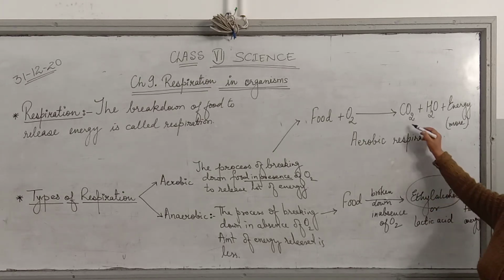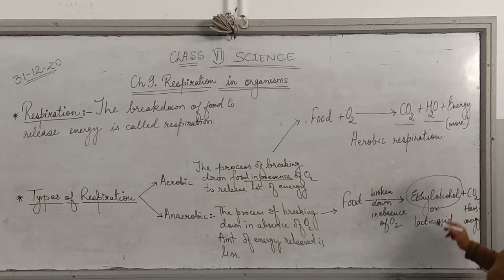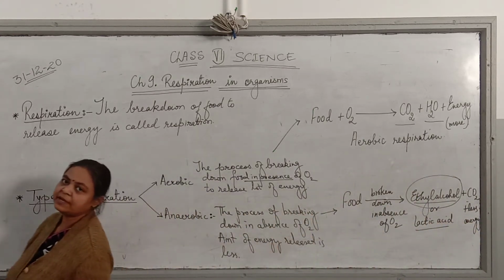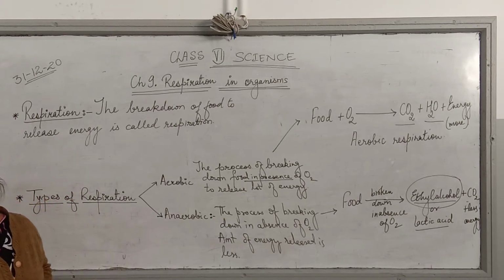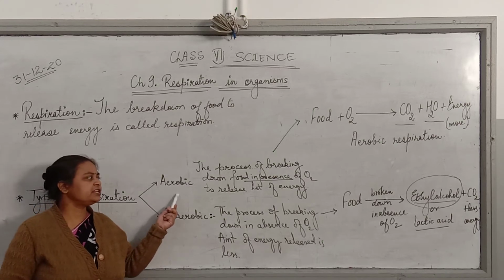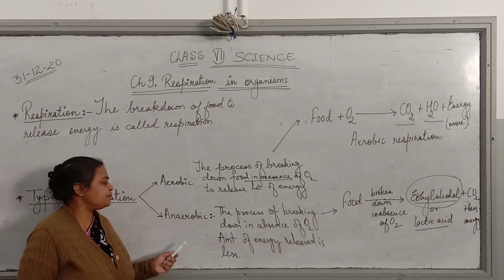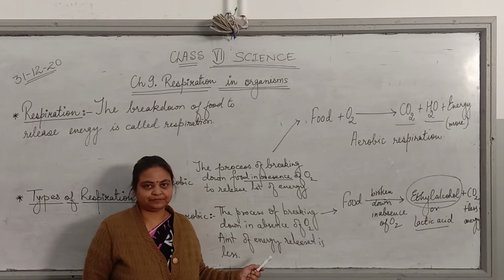The end products in case of aerobic respiration are carbon dioxide and water vapor, whereas end products in case of anaerobic respiration are ethyl alcohol or lactic acid along with carbon dioxide. Now let us see the basic difference between aerobic respiration and anaerobic respiration. The first thing is the definition. In aerobic respiration, oxygen is necessary. In anaerobic respiration, there is no requirement of oxygen.